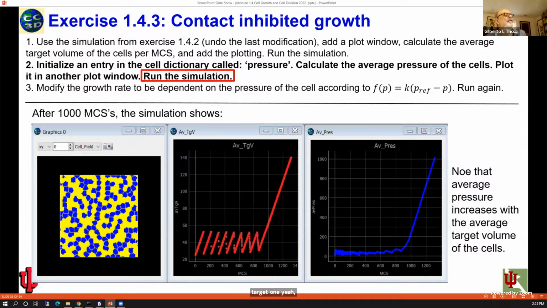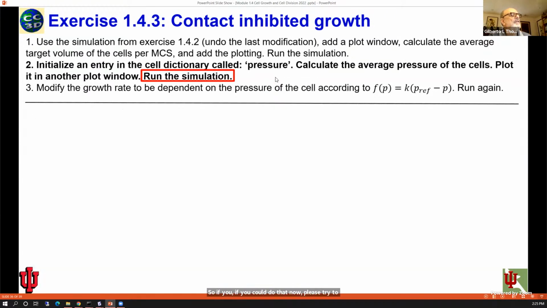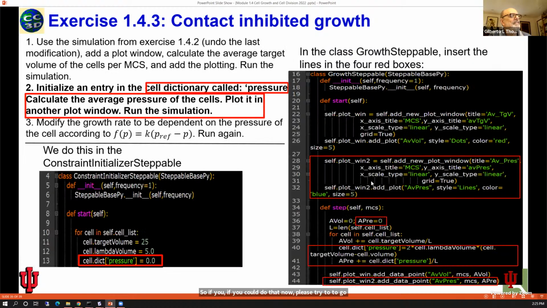Okay, so if you could do that now, please try to introduce these modifications in your code in 3 minutes, I think, and put the simulation to run to see if you get these 3 windows working properly.